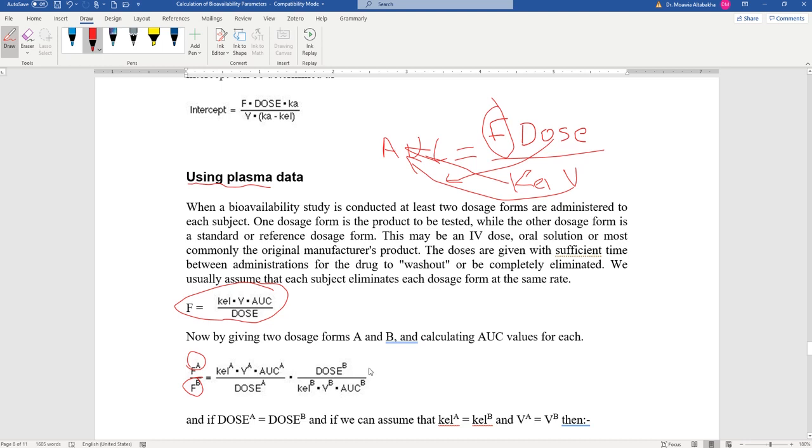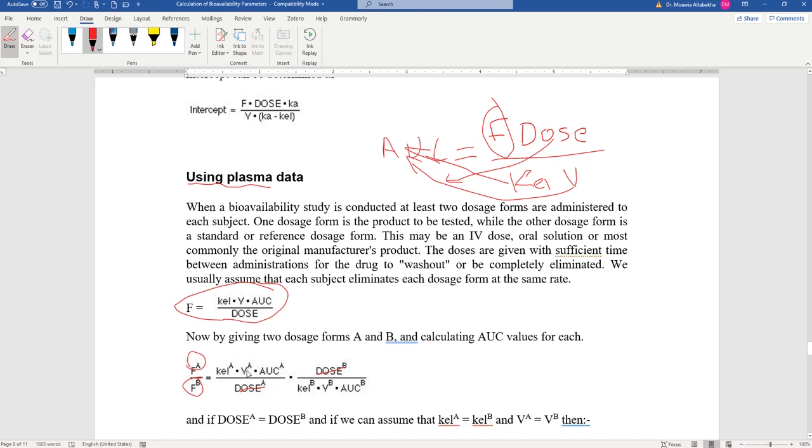Now I can multiply and reverse the parameters here. So instead of divide, I will multiply it by dose divided by KEL B times VB times AUCB. Okay? Now, let's look carefully here. If we are using the same dose, so product A and product B are having the same dose of the same drug. It's very important that we are talking about the same drug. We cannot compare two different drugs. So if we are using the same drug and the same patient and the same dose, so dose can go with dose. Of course the condition here is that dose A and dose B are the same. Otherwise, we will keep them.